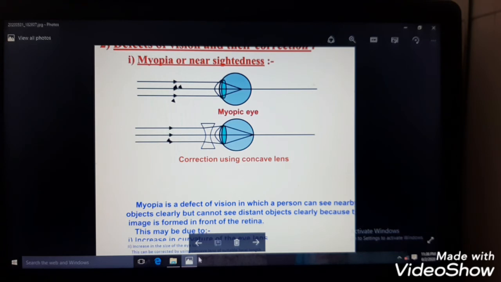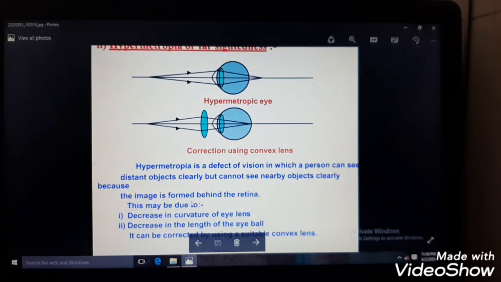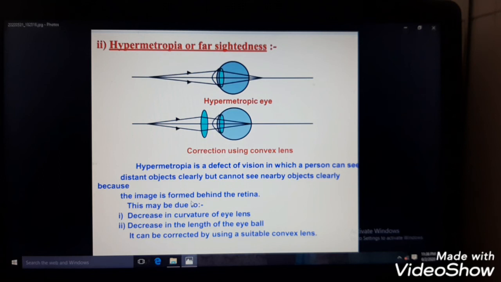Okay, move to the next one, that is hypermetropia. What is that? Just the opposite of myopia. In this case, there may be a decrease in the curvature of the eye lens. That means the curvature has become smaller, because of which there is a decrease, or maybe a decrease in the length of the eyeball. The eyeball has become smaller, so the image will form after the retina. Hypermetropia means far-sightedness. That means the person is able to see things kept at a far distance, but he is not able to see nearby objects clearly. So the image will form after the retina.